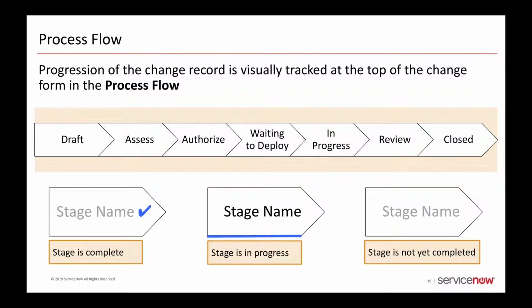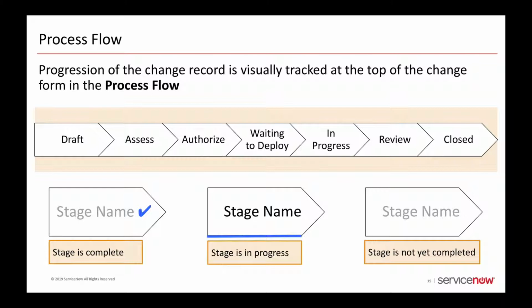Locate the process flow at the top of the form. This graphically displays the current stage in the change record's lifecycle. The process flow indicator automatically advances when certain conditions are met. All changes begin at draft when raised. During the approval phase, the change advances through assess and authorize. After approval, the change advances to waiting to deploy. When the planned start date value is met, it automatically sets the record to in progress.